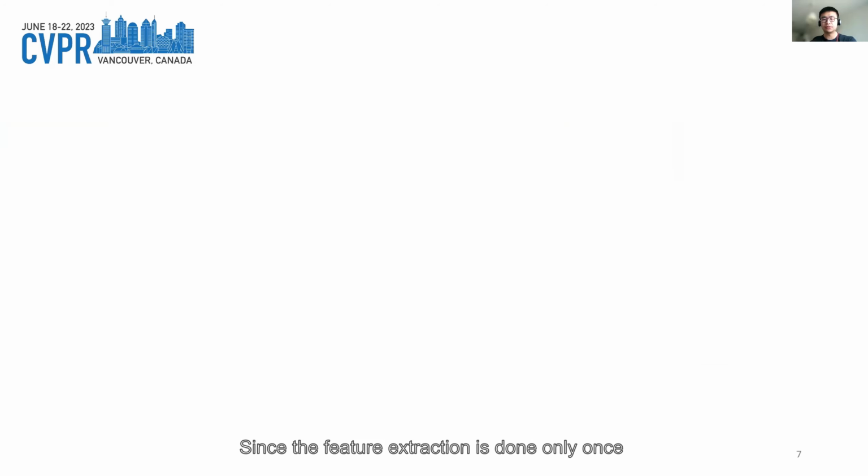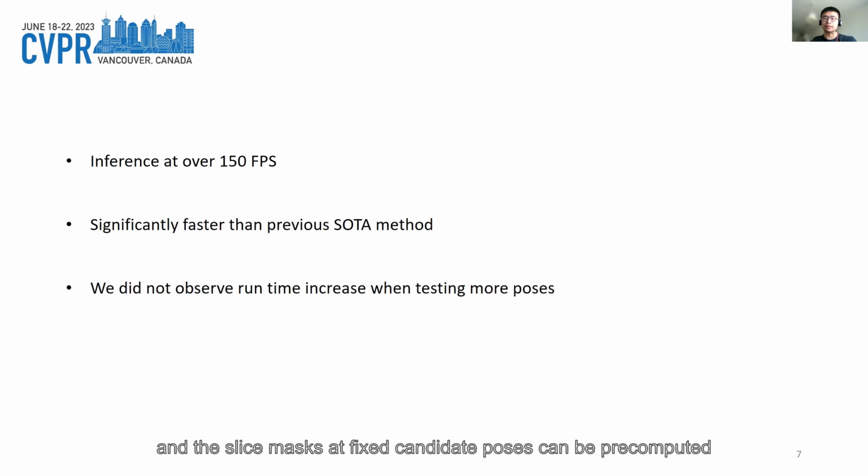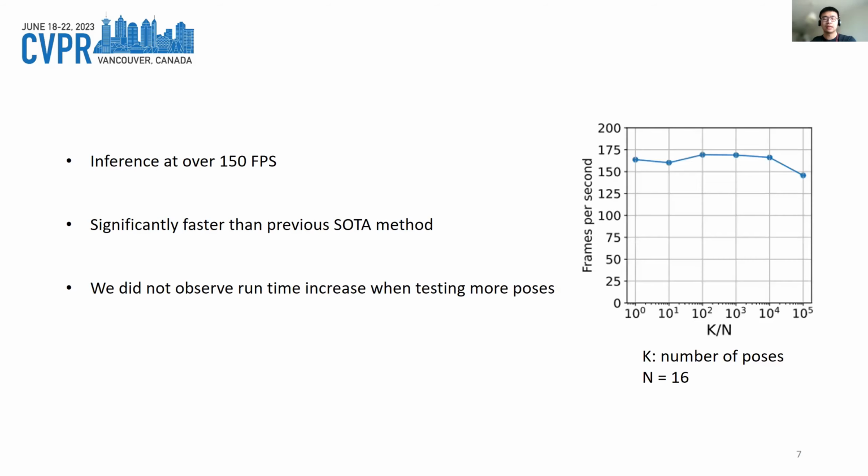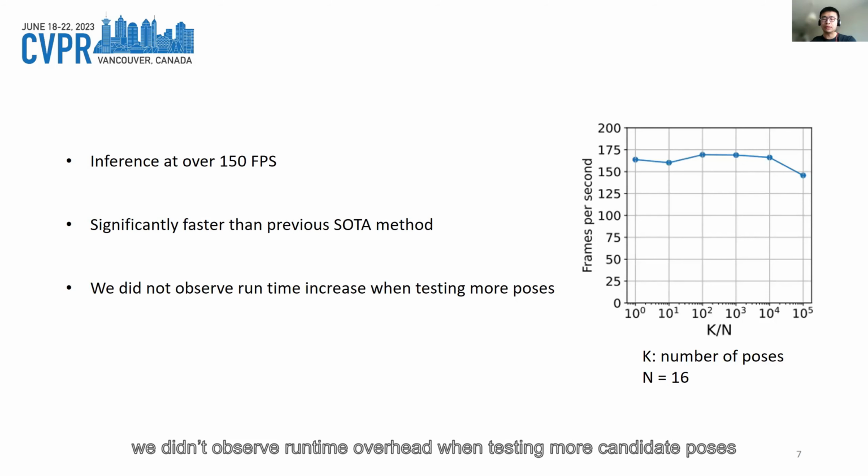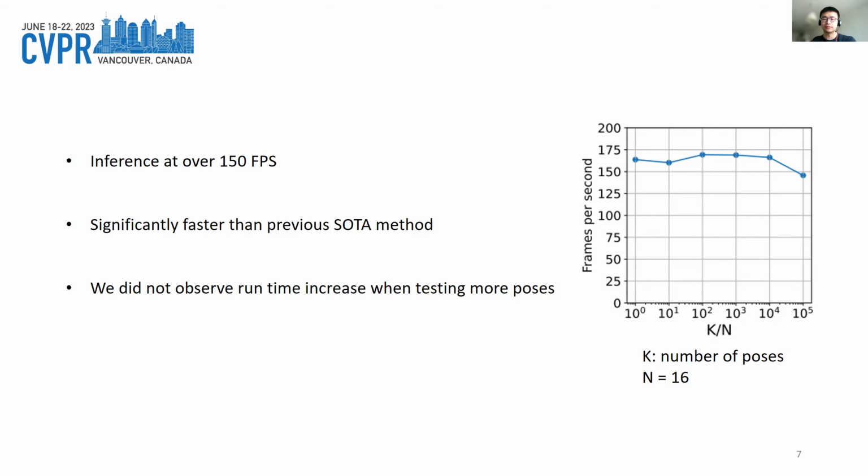Since the feature extraction is done only once, and the slice masks at fixed candidate poses can be pre-computed, SliceMatch can run very efficiently. For example, it runs at over 150 frames per second on a standard workstation with a single V100 GPU, which is significantly faster than previous state-of-the-art baselines. And as shown in the plot, we didn't observe runtime overhead when testing more candidate poses.